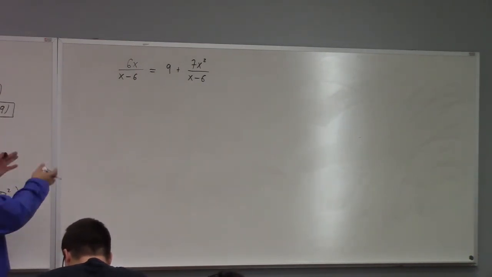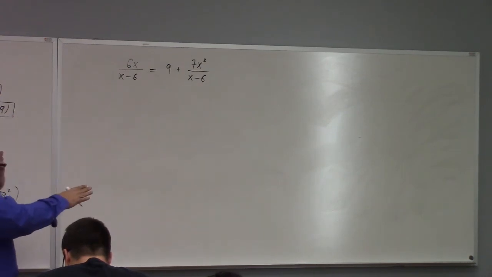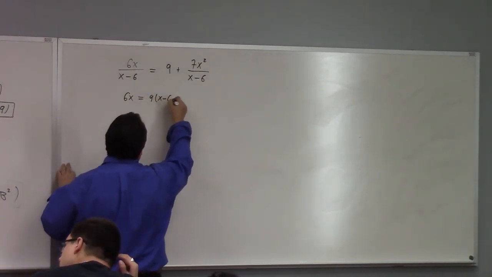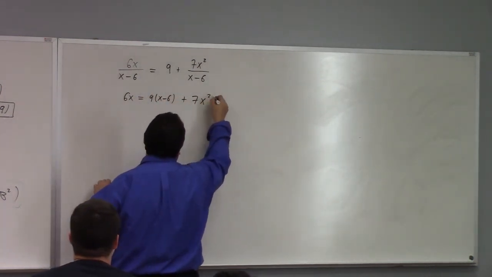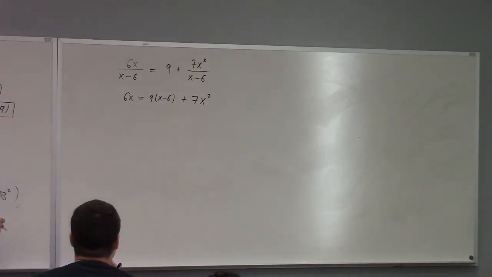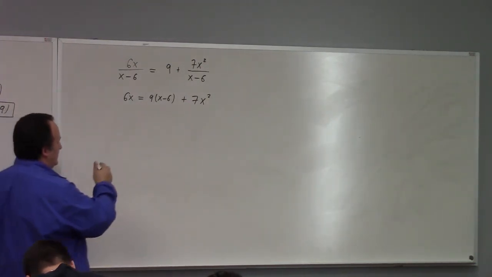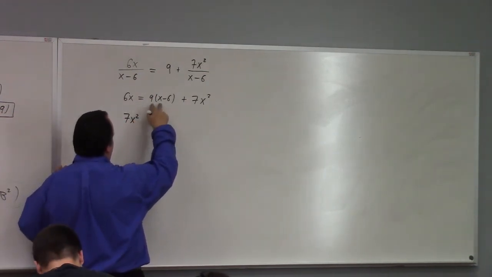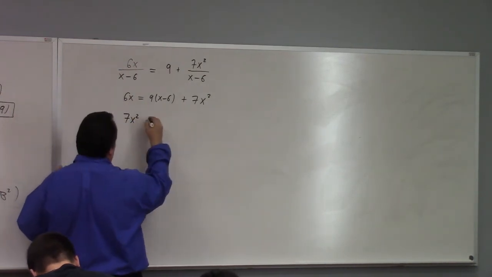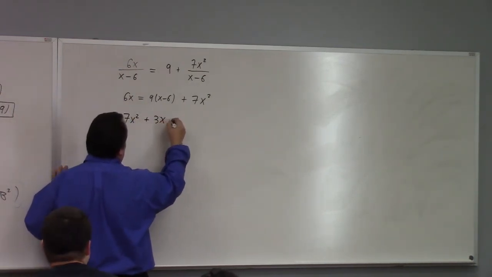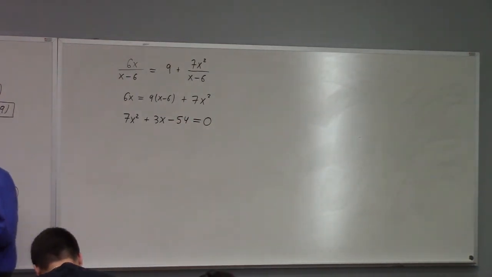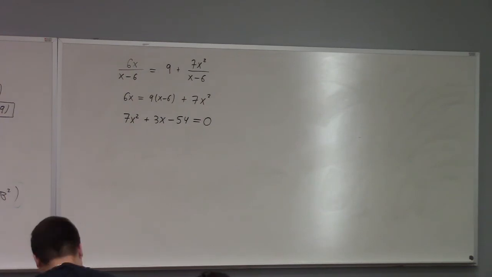All right, so this one here, multiply by x minus 6. We get 6x is 9 times x minus 6 plus 7x squared, right? That's what you probably did, right? Now, here's where it gets interesting. So I have a 9x on this side, I've got a 6x on this side. So if I subtract 6x, I get plus 3x total here, minus 54 equals 0. So clean it up, rearrange it, put it in standard form, that's what it looks like.